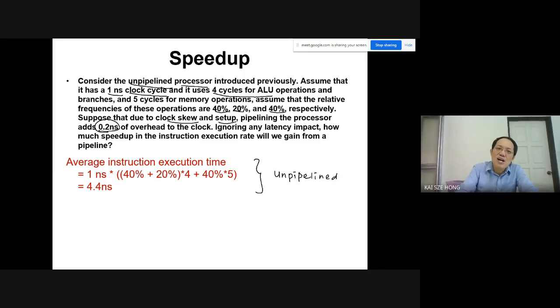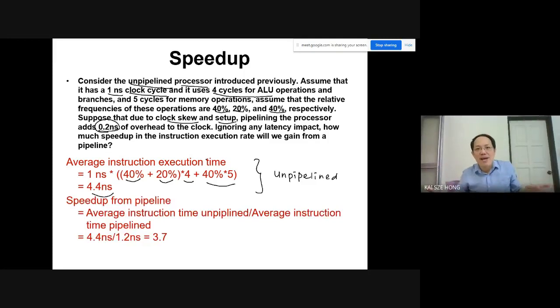Okay, you need 1 nanosecond for 40% plus 20% multiply 4 complex cycles, and then 40% multiply 5 cycles. So now you have 4.4 nanoseconds used. What if you have the pipeline? So the average instruction will be 1.2, because adding this 0.2 nanosecond of the overhead to the clock.